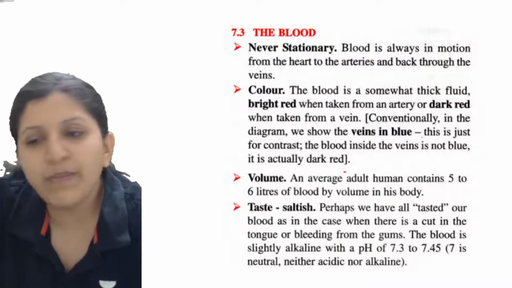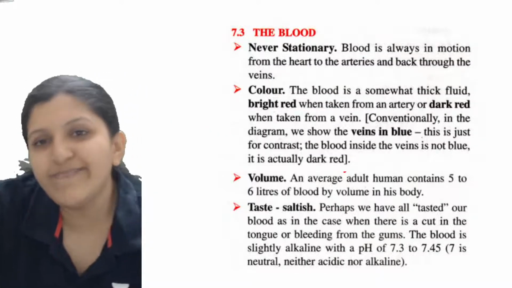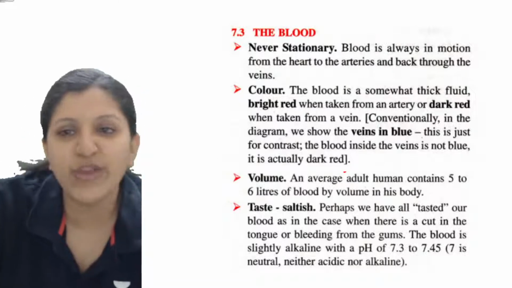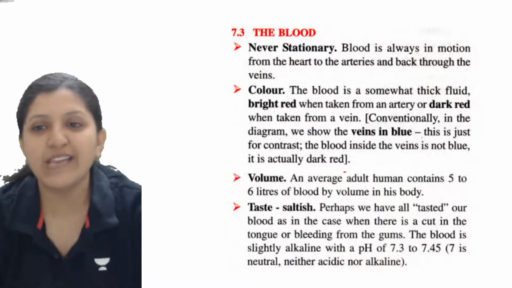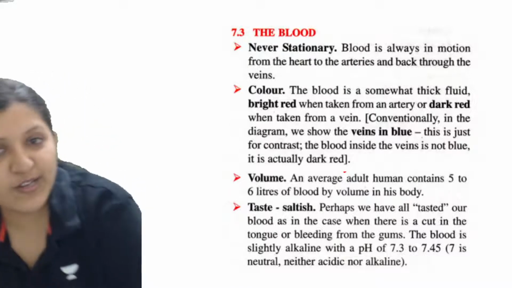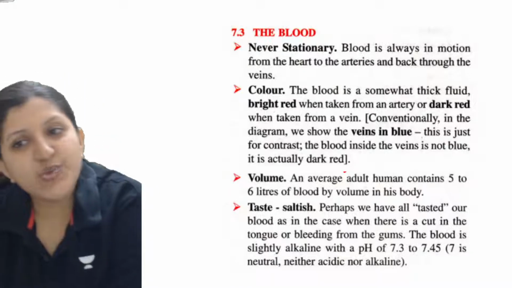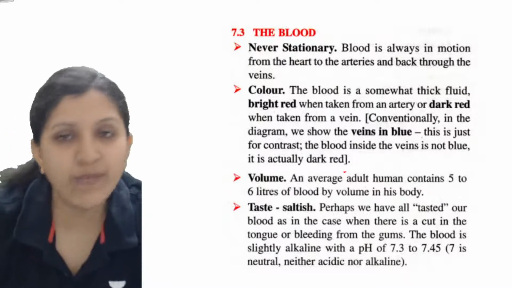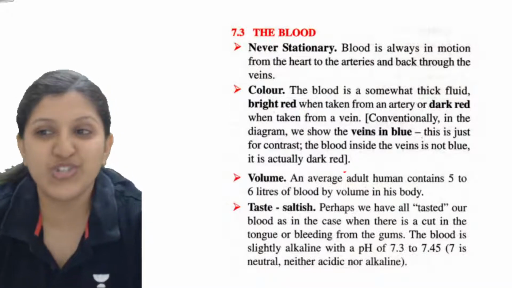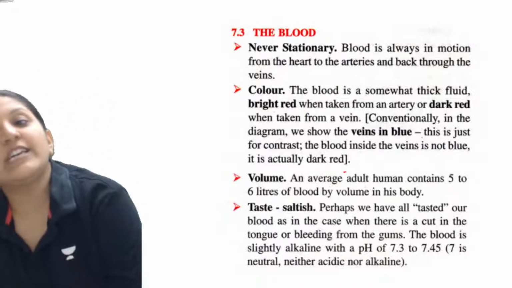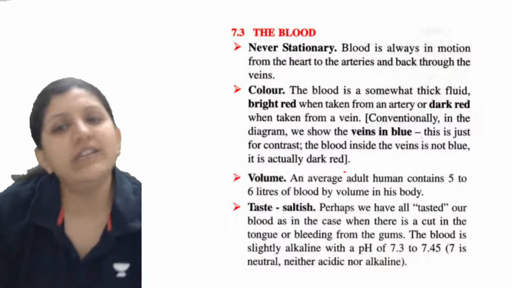As for the blood, at least you know, this is never stationary, it keeps flowing. And you know the color of the blood: it is bright red when you take it from the arteries because it is oxygenated, and if you are taking it from the veins, it will be somewhat darker red.